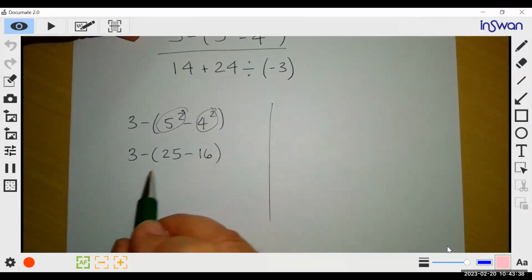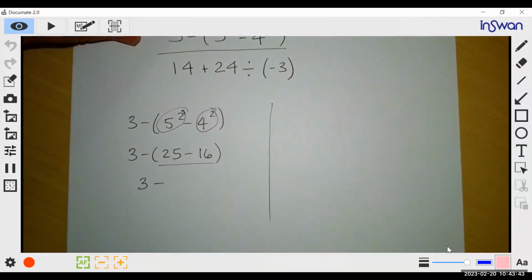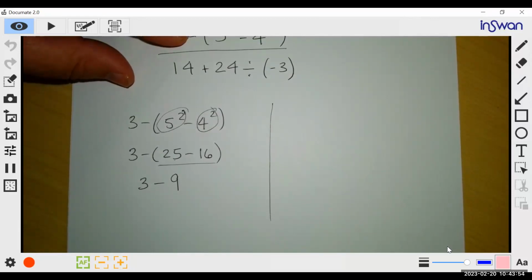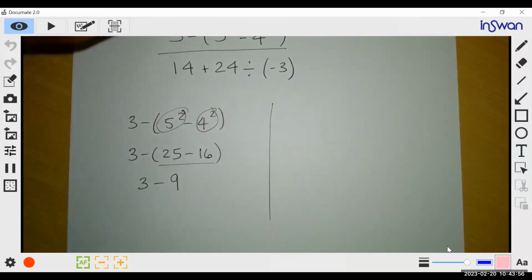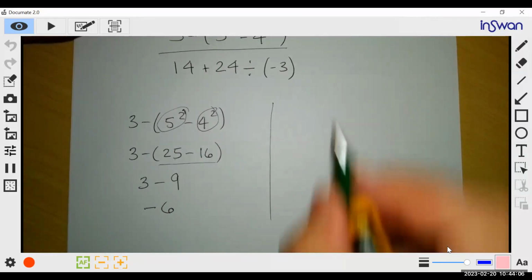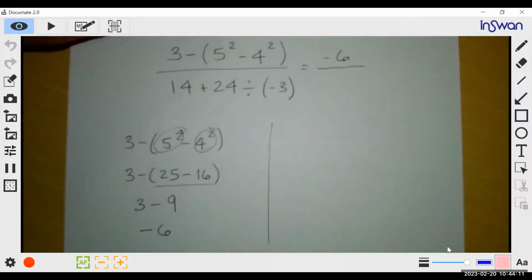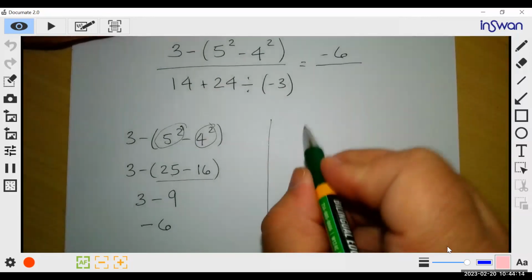Okay. Do inside the parentheses. What is 25 minus 16? What is 3 minus 9? Positive or negative? 9 minus 3 is? So the top number is -6. Let's look at the bottom number now.